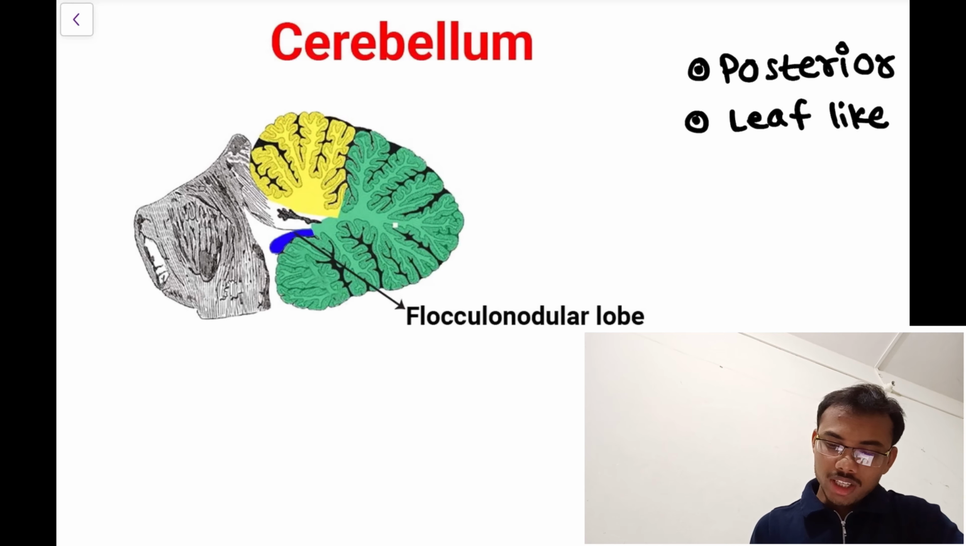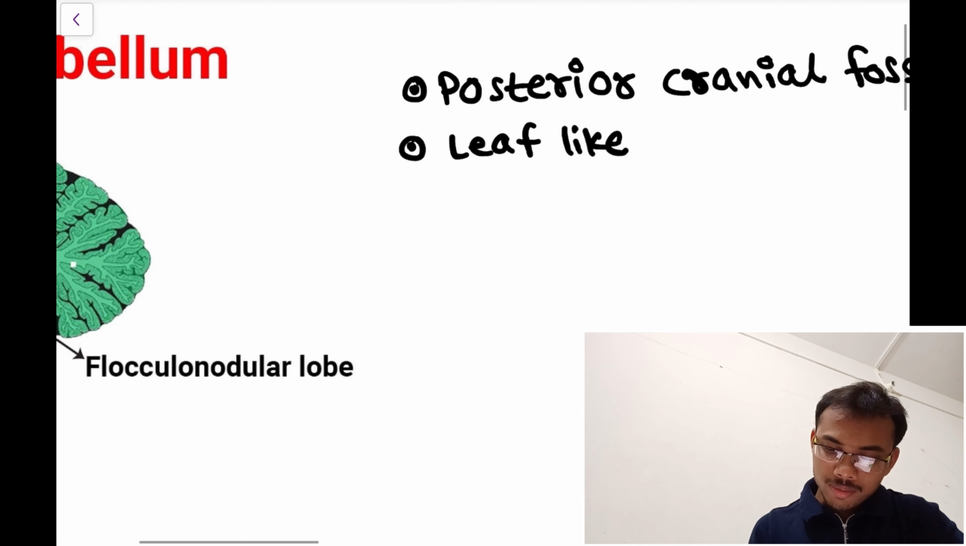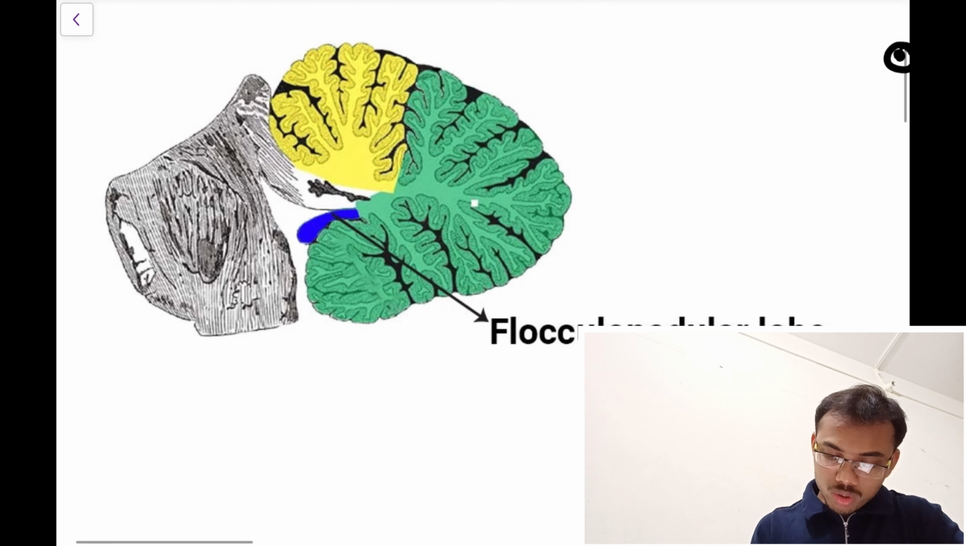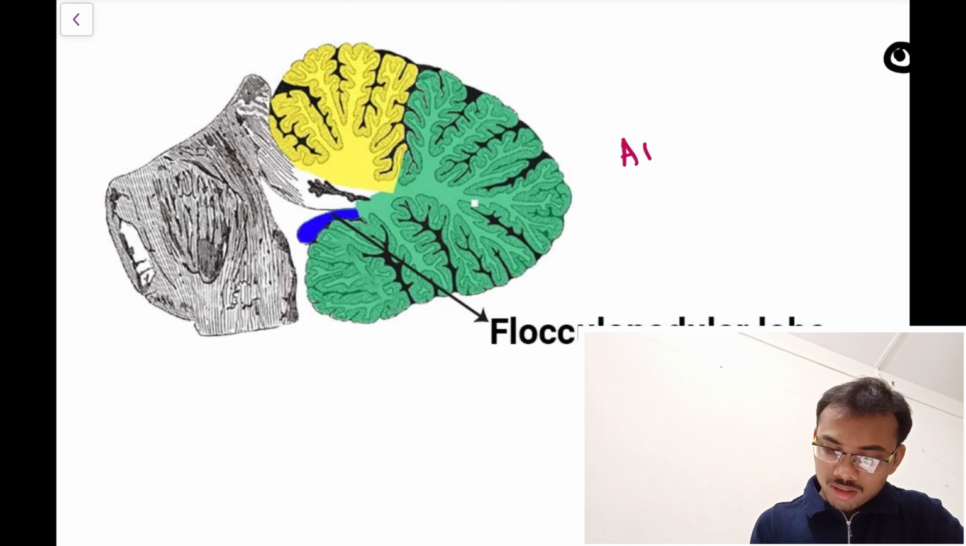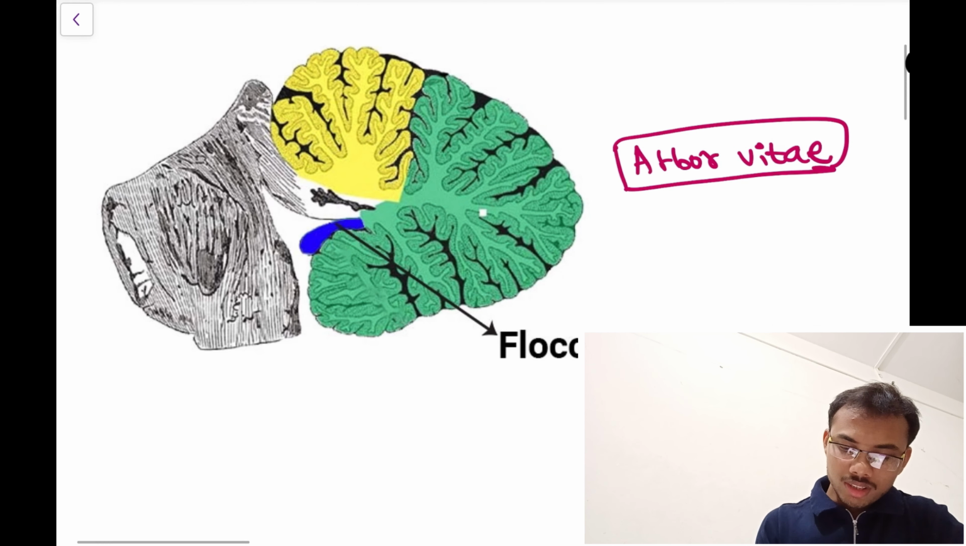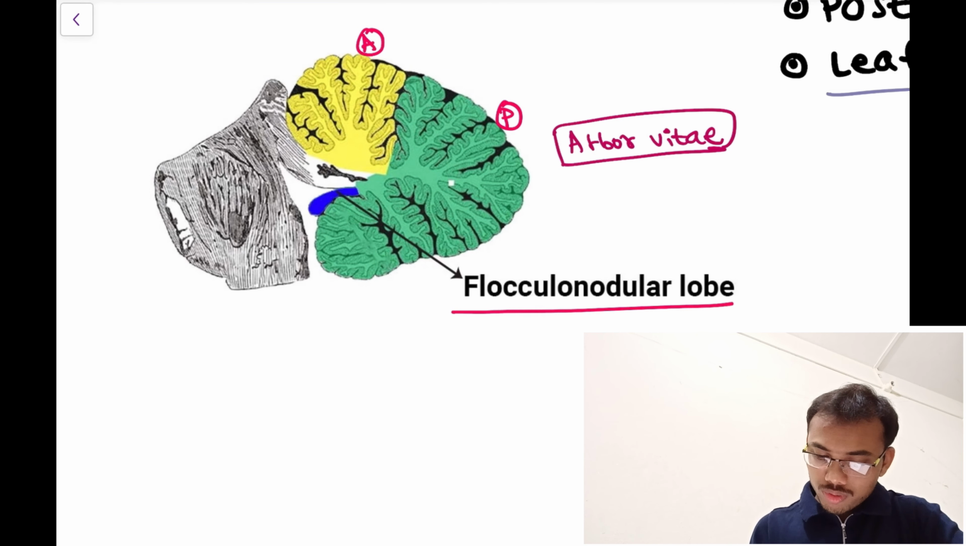So, cerebellum, it is located in the posterior cranial fossa and it is leaf like. So, here it is, the cerebellum. It looks leaf like and hence it is also known as arbor vitae. It has three parts. This one is the anterior lobe, this is the posterior lobe, and this is the flocculonodular lobe.